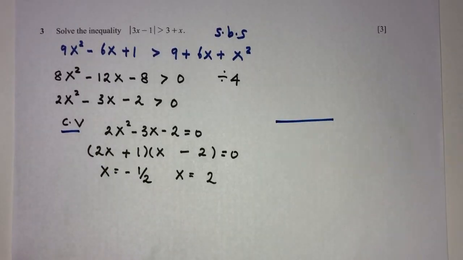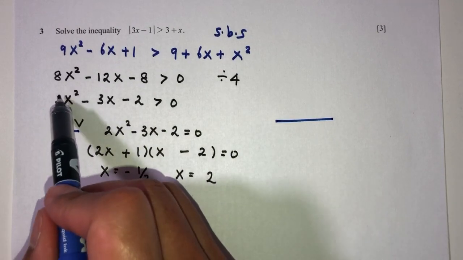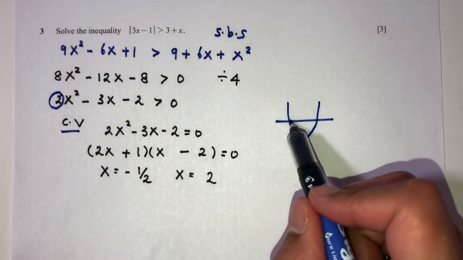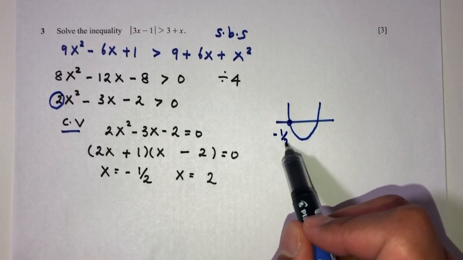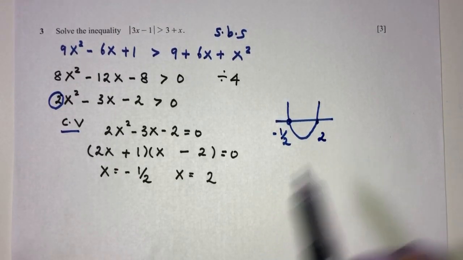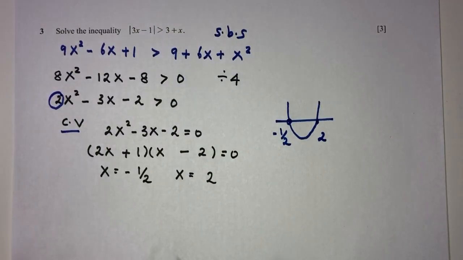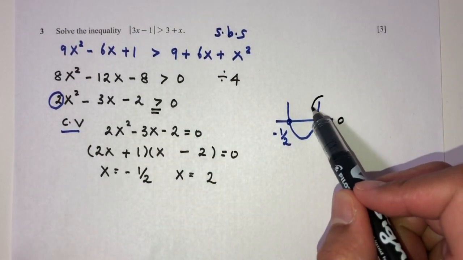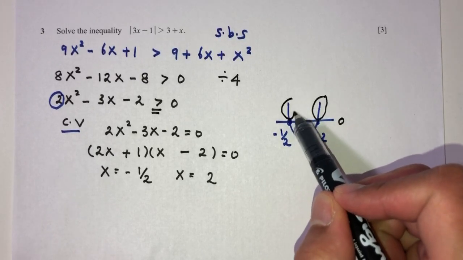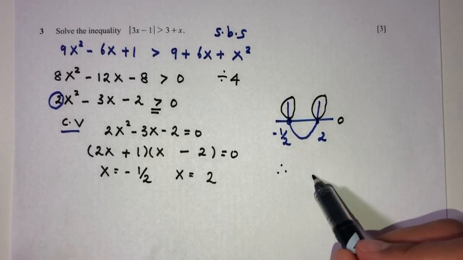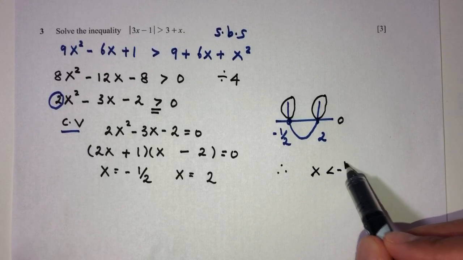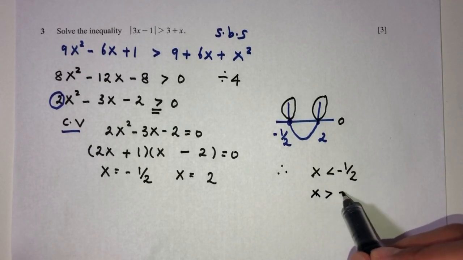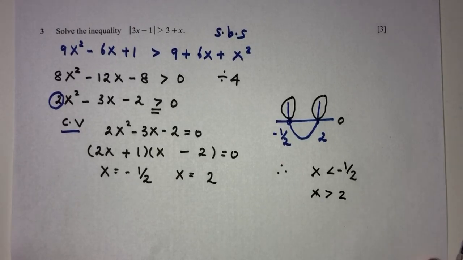You will have to find your answer by using your graph. So here we have positive value. The shape of the graph will be like this. Here we have minus half, and here we have 2. And according to the equation, we need value to be more than 0. So this is 0. More will be this part and this part. So your answer will be x has to be less than minus half, and x has to be more than 2. And this is your question number 3.